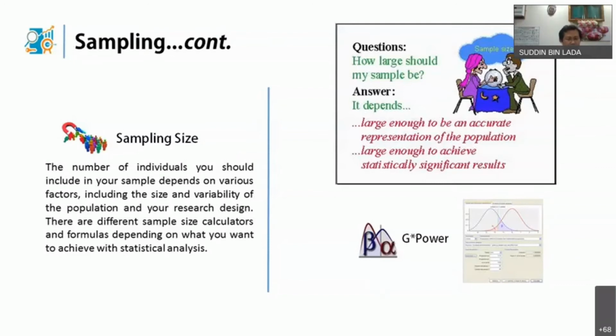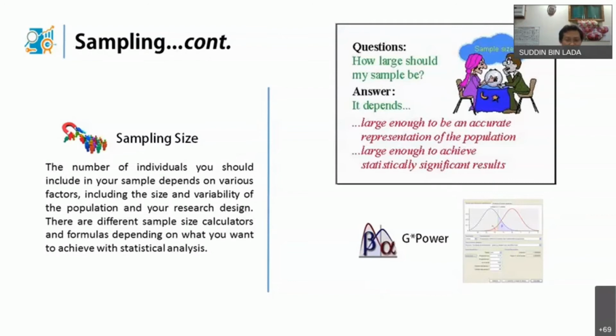G-Power is very powerful. Then it's a very clear citation for you. If the examiner asks you how do you go about selecting your sample size, I'm using G-Power. That's it. You are safe, right?